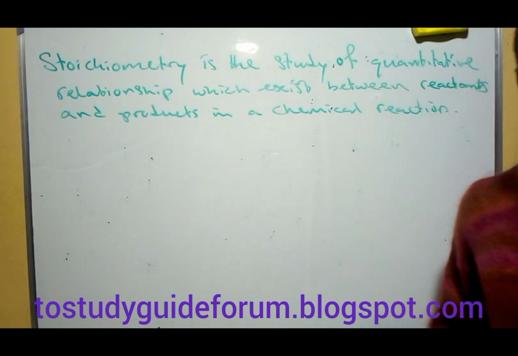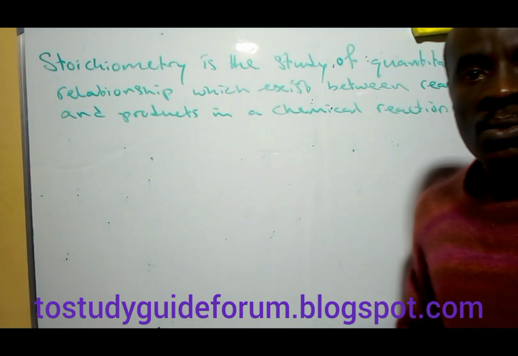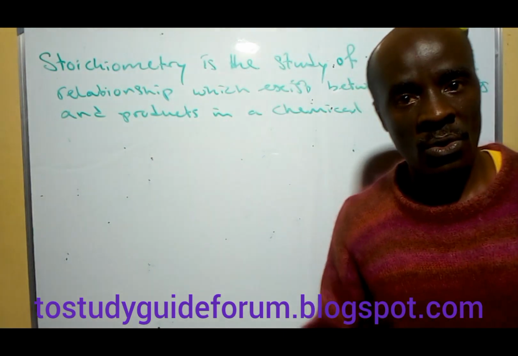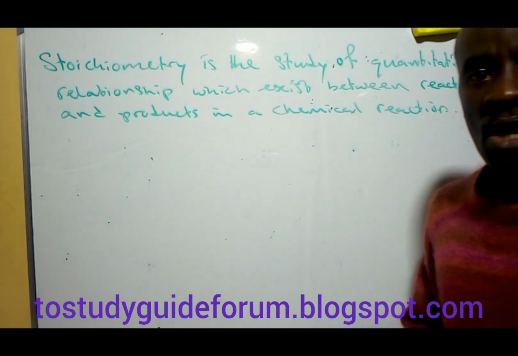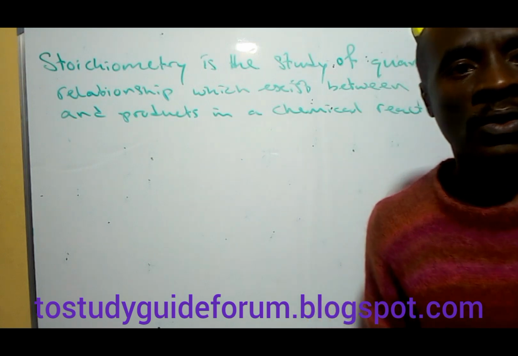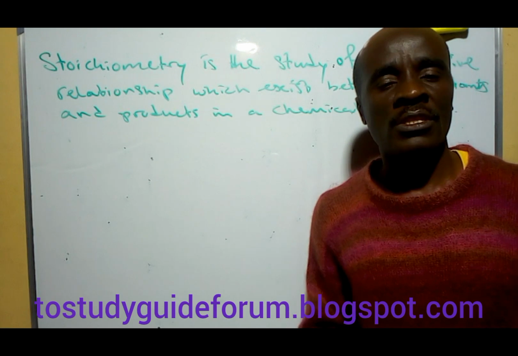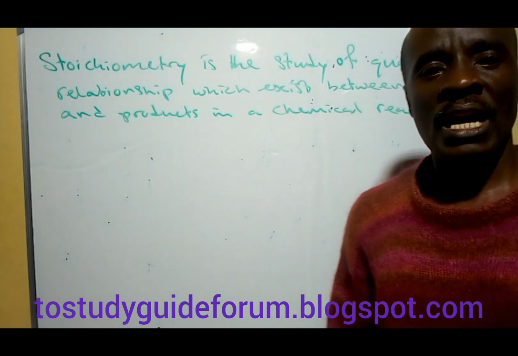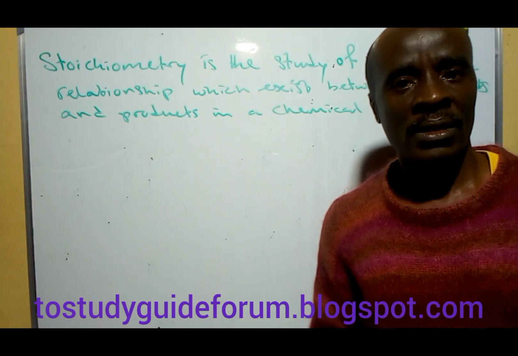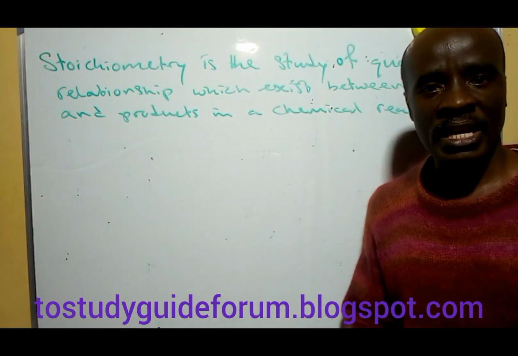Stoichiometry is the study of the quantitative relationship which exists between reactants and the product in a chemical reaction. That is to say, when we talk about quantity, we are talking about the quantity of substances that are going through chemical reaction. Sometimes this stoichiometry can also be used to describe or explain the mass-volume relationship in a chemical reaction.